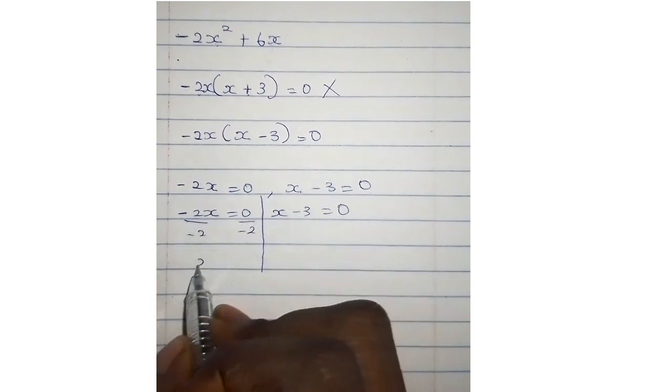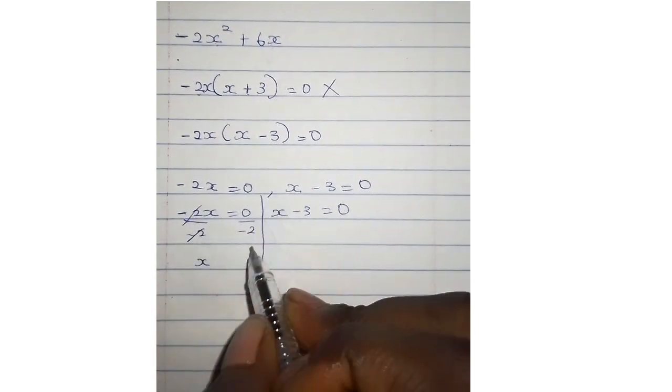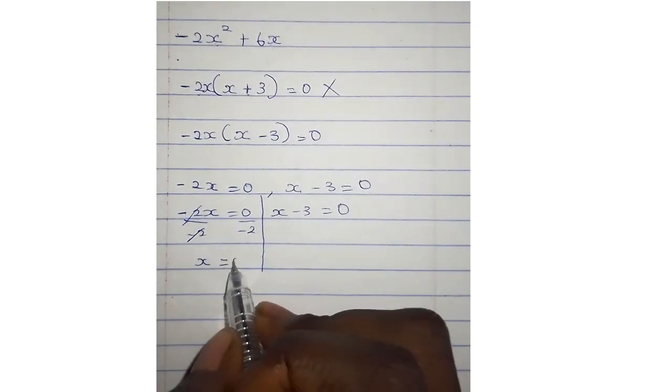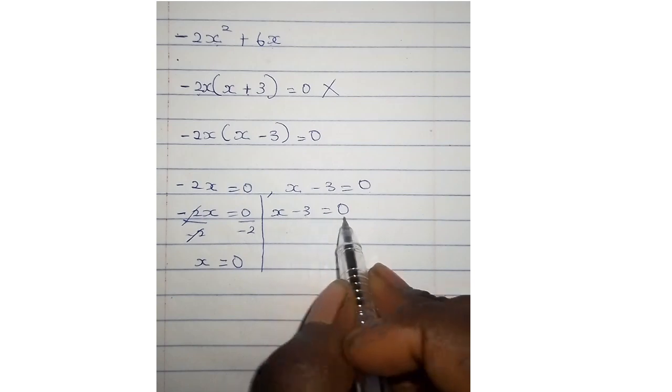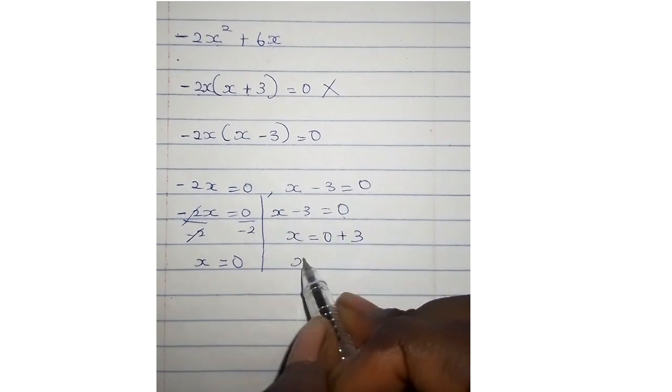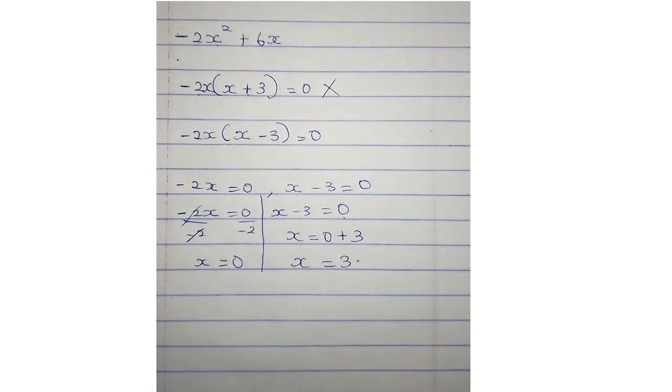Alright, now here we divide both sides by negative 2. So it's going to cancel out. Any number 0 divided by any number is going to give us just 0. Then we have x minus 3 equal to 0, so we have x is equal to 0 plus 3. Therefore, x is equal to 3. It's as easy as this. It's as simple as this. We're going to get to another example, okay?